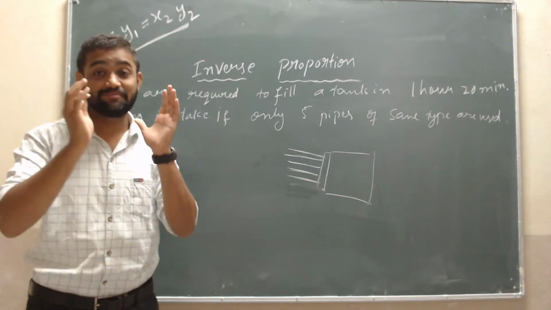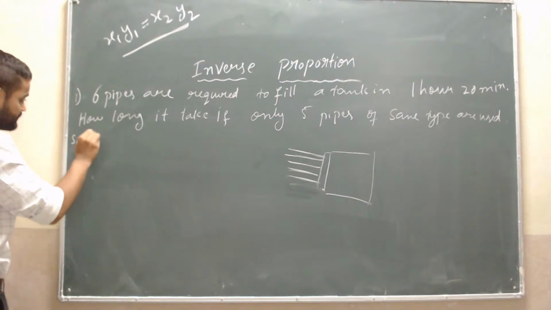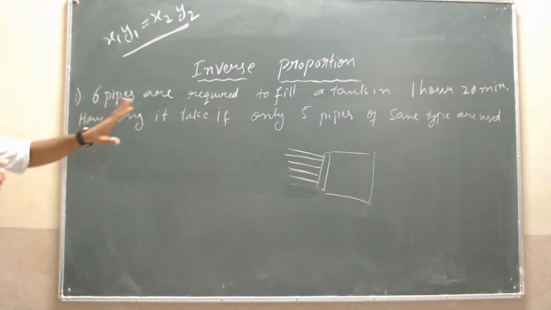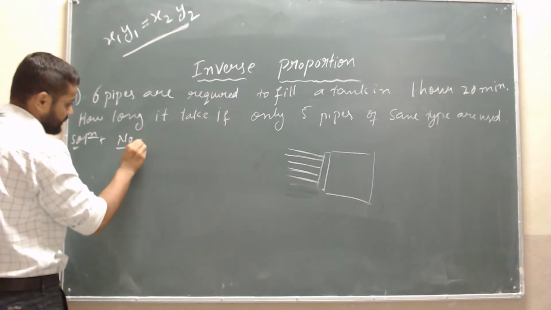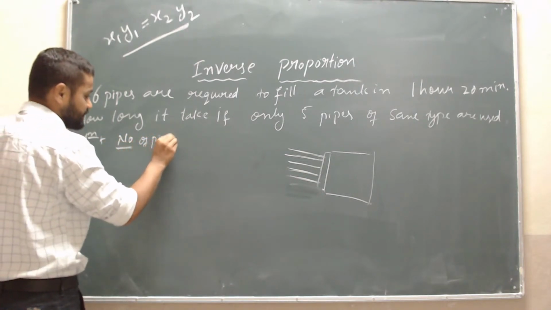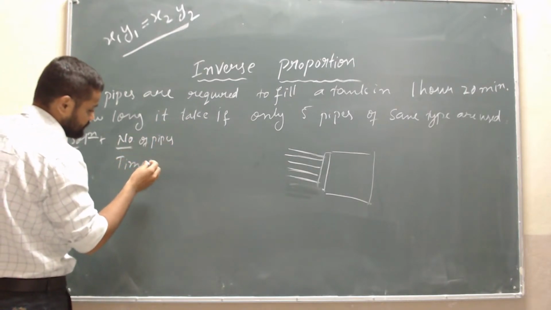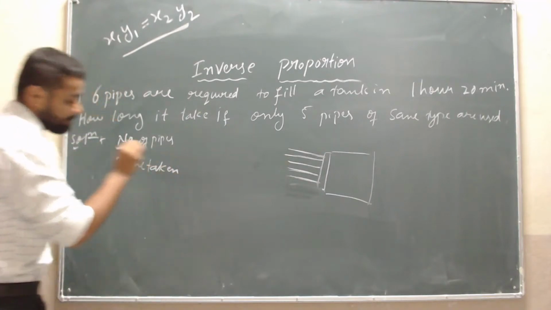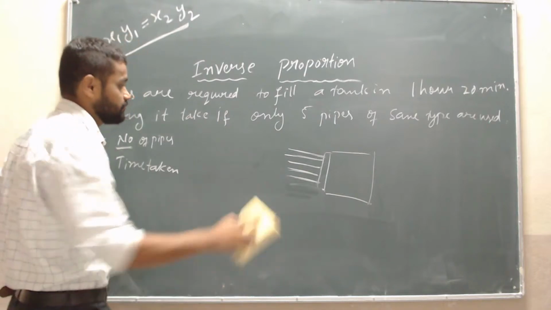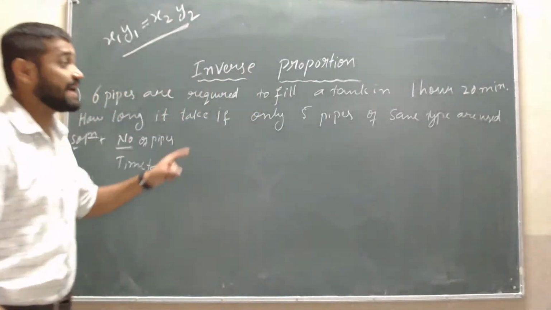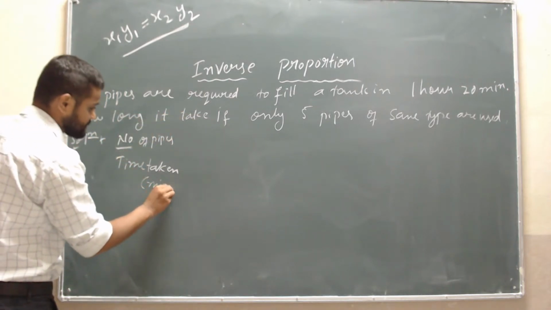Okay, just make the table like in the direct proportion problem. Solution: number of pipes, students, and time taken. Isn't it? See here. Let's take time taken in minutes.